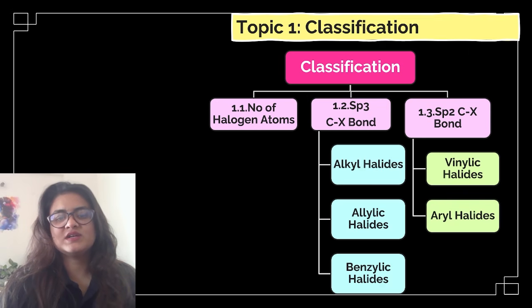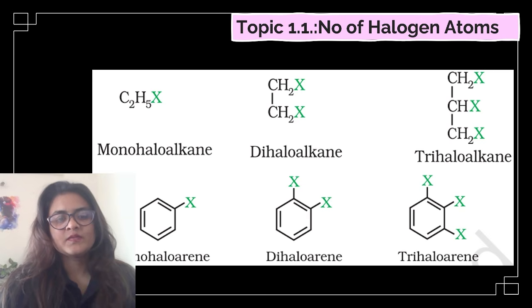In the classification we will discuss with respect to the number of halogen atoms, sp3 nature of the C-X bond, and sp2 nature of the C-X bond. Whenever it comes to the sp3 nature of the C-X bond, we can get alkyl halide, allyl halide, and benzylic halide. And whenever it is an sp2 carbon and X bond, then we will get vinylic halide and aryl halide. Let's see one by one.